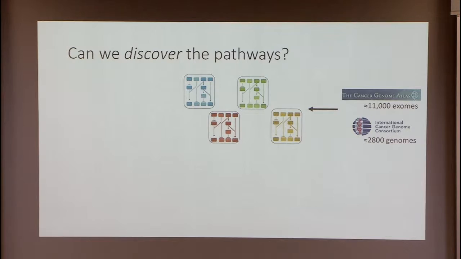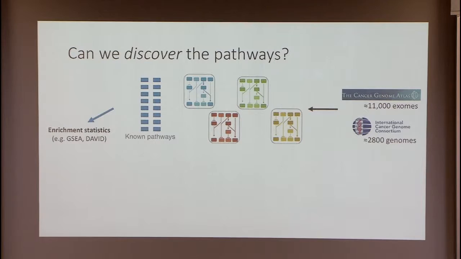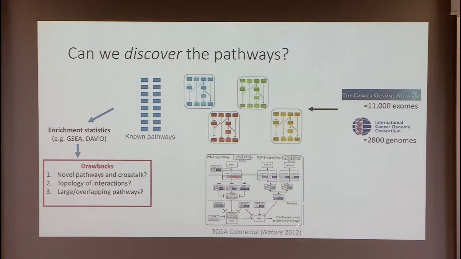Of course, we can test known pathways, and we've heard about this extensively, and there are great tools for doing this, but that won't tell you anything new, and it won't show you the picture that's being illustrated here, where there are interactions, there's topology of these networks. It's not just a gene set. So what could we do?